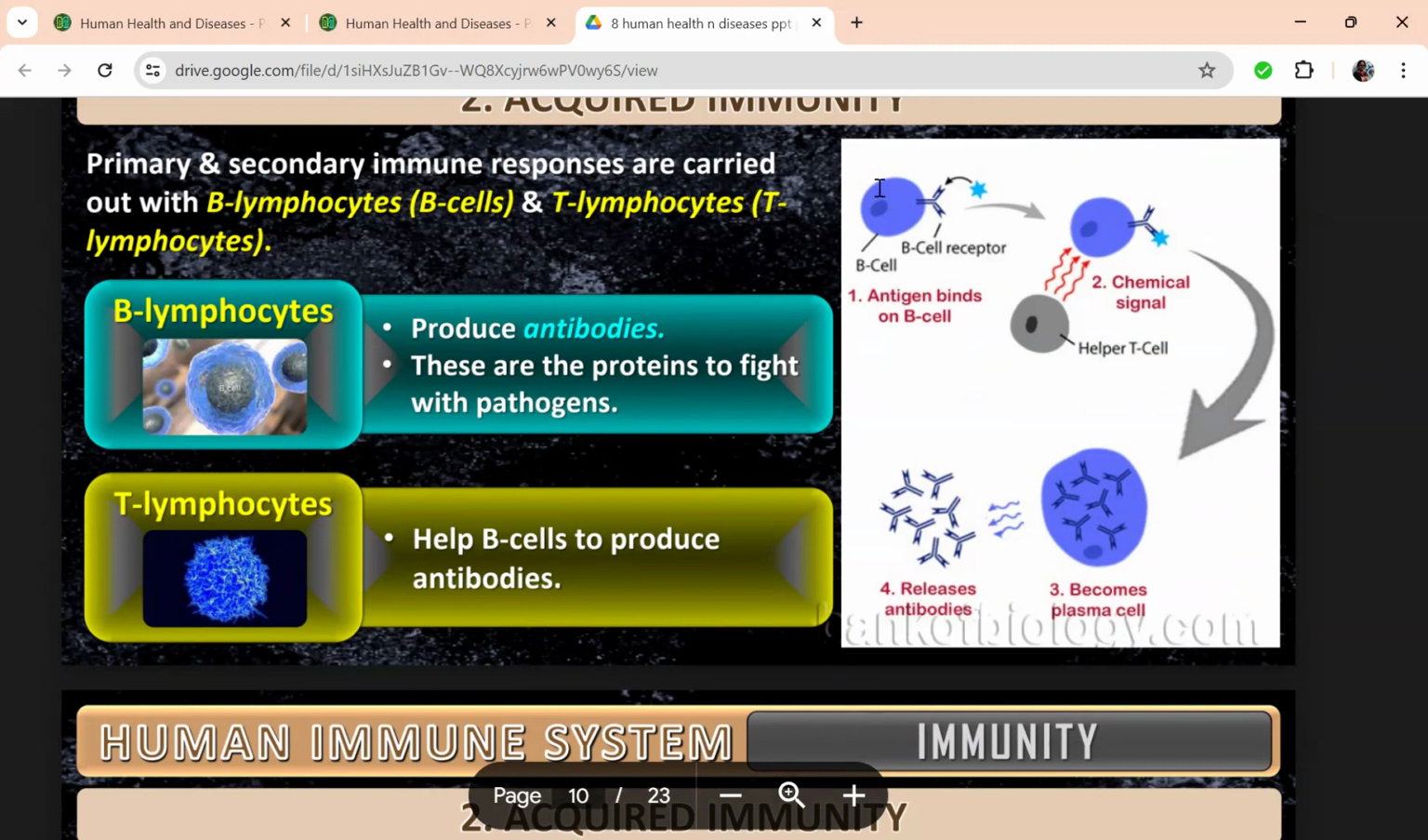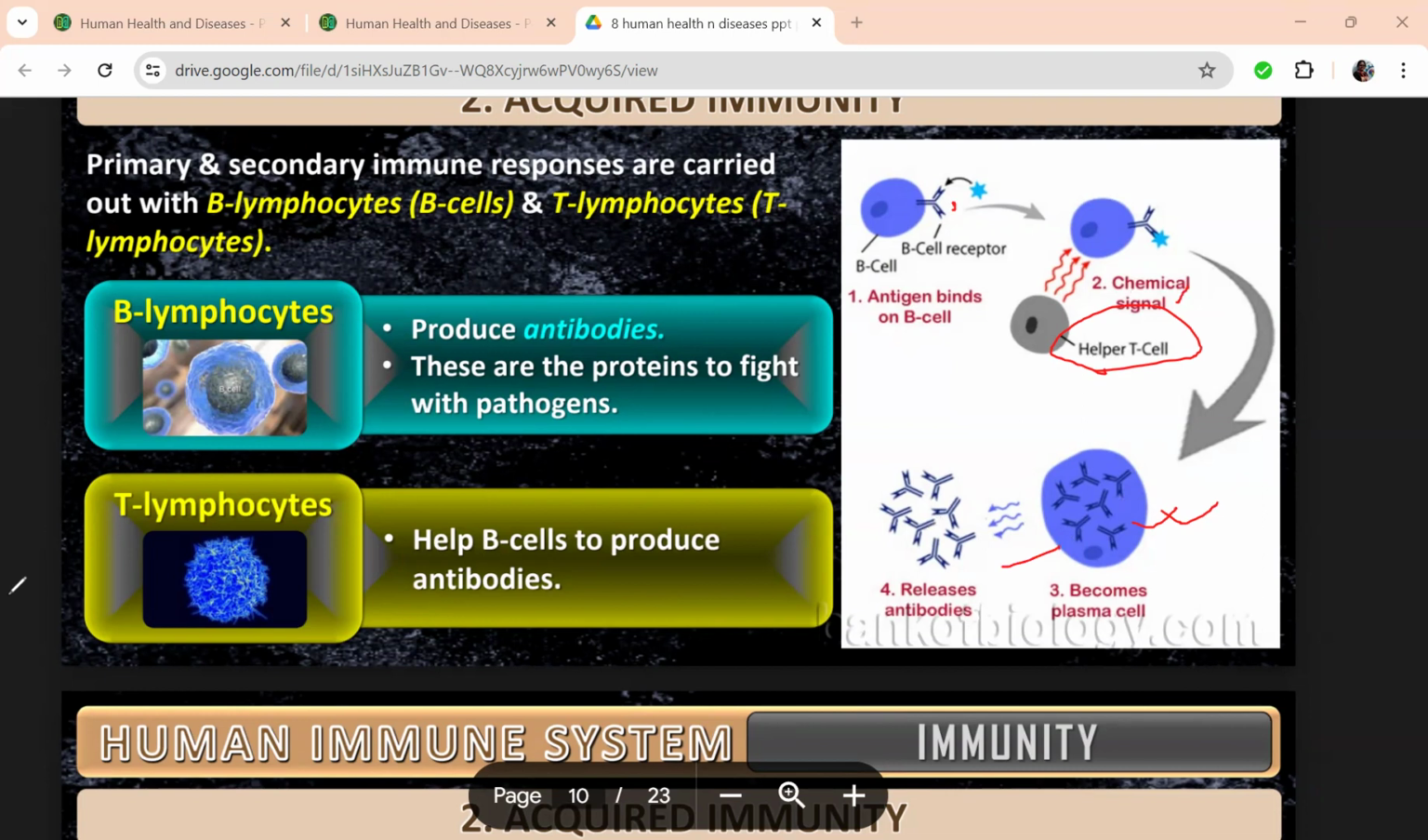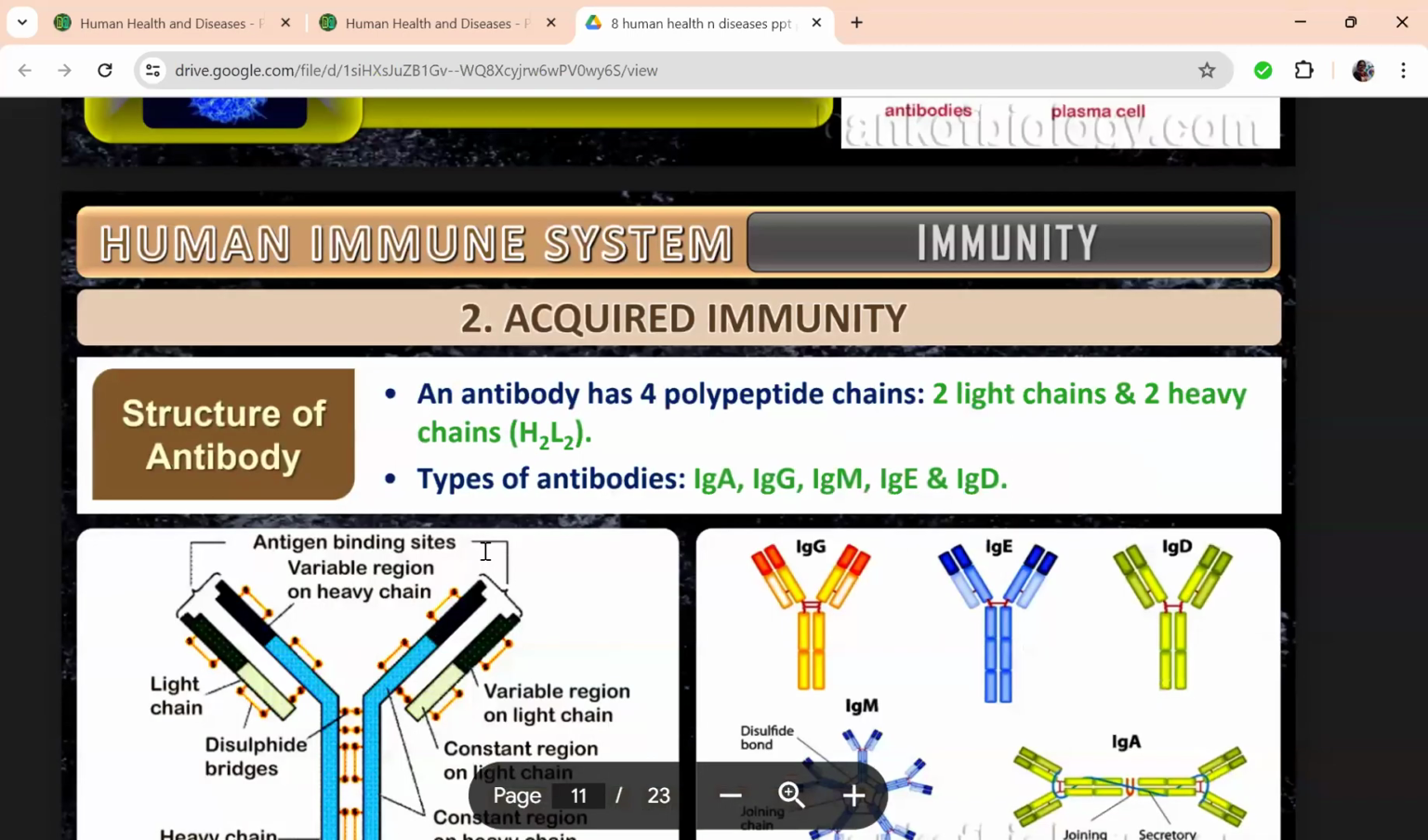The B lymphocytes are there, with their B receptors. When the antigen comes, it binds to the B cell. Once it binds, a chemical signal is produced by T helper cells. This signal makes the B cell become a plasma cell. This plasma cell will produce a number of antibodies. So this is how my immune system works.